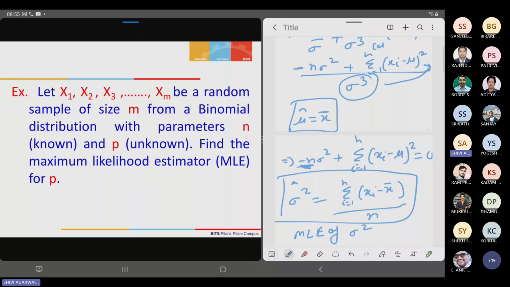Now come to the next question. X1, X2, up to Xm be a random sample of size m from a binomial distribution with parameters n and p. n is known to us and p is unknown here. Find the maximum likelihood estimator for p here. So only one parameter is p, so we are just taking the total differentiation here.